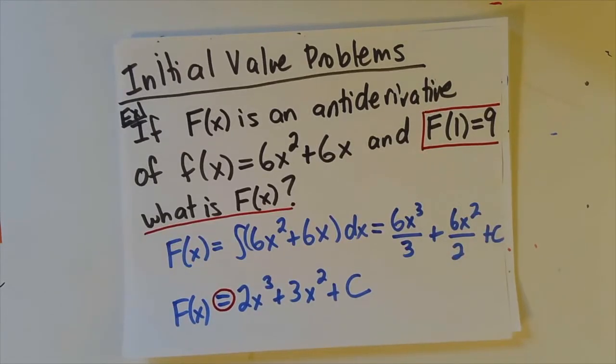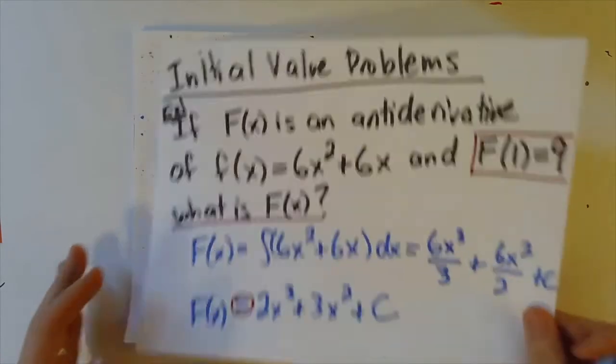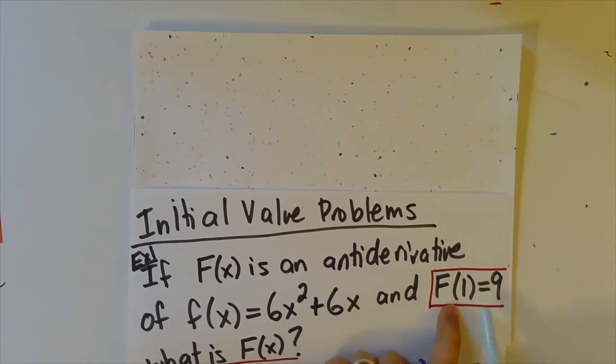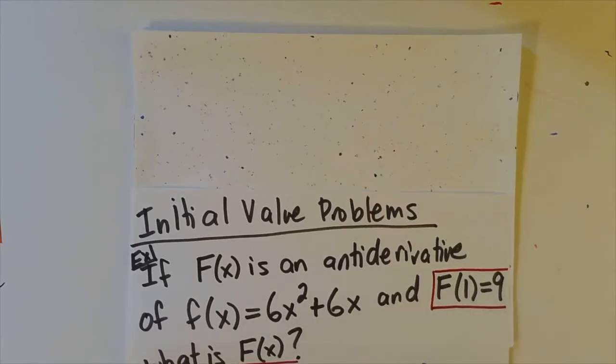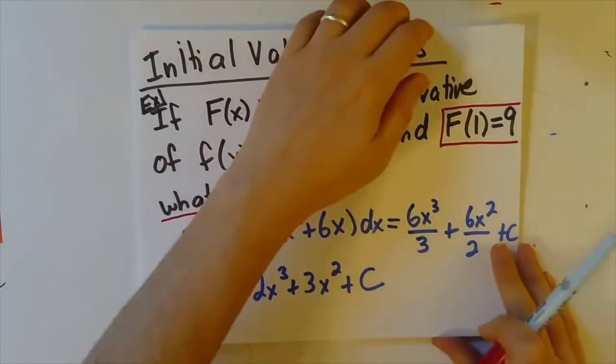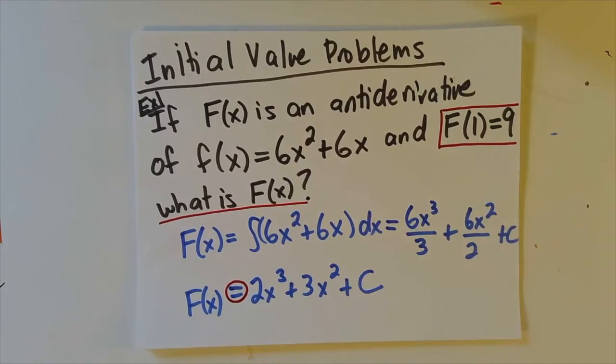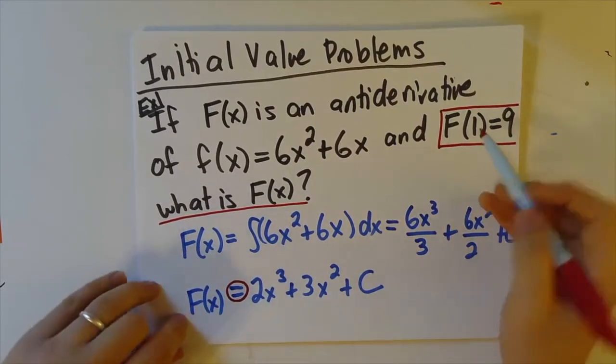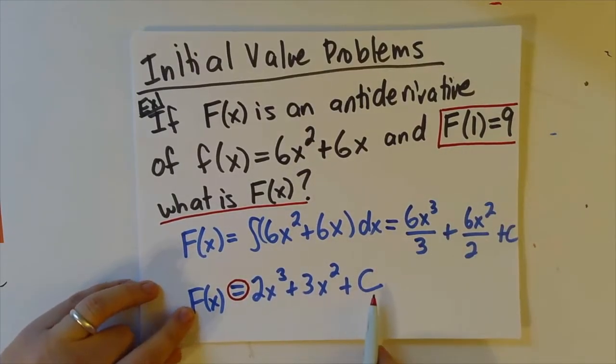So what we have to do now is figure out what that value of c is. And the way we're going to figure out what that value of c is, is by using this initial condition that we were given. And so what I'm going to want to do here is use the fact that F of 1 is 9, but F of 1 is also what I get when I plug in 1 to this equation.